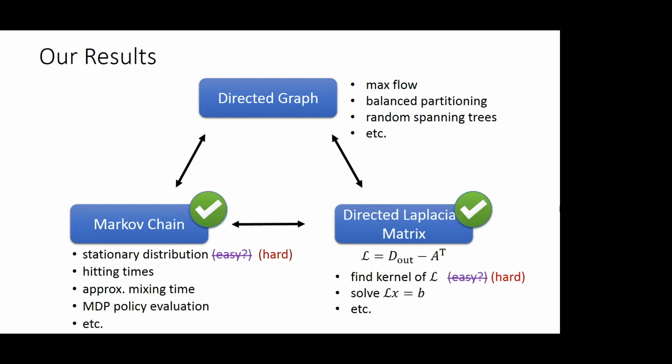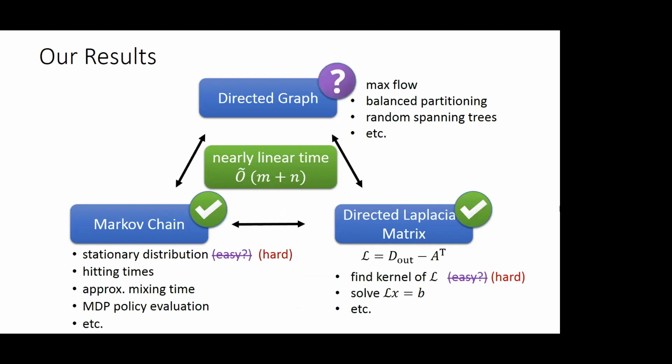So solving Markov chain problems on directed graphs and these linear algebraic directed Laplacian matrices in time that's nearly linear in m plus n, where m is the number of edges in the graph and n is the number of vertices in the graph. And then an interesting question for future work is whether, just as in the undirected setting, you could leverage these primitives to get faster algorithms for combinatorial problems on undirected graphs. Whether you could leverage now these directed graph primitives to get faster algorithms for these same kinds of combinatorial problems on directed graphs.